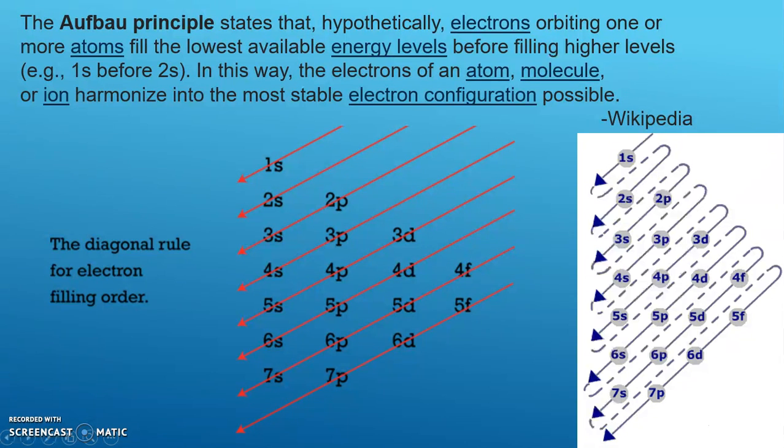So anyway, that's the Aufbau principle. It just basically means you use this chart, and it tells you which orbital comes first, or which bus gets loaded first when the electrons leave school that day.